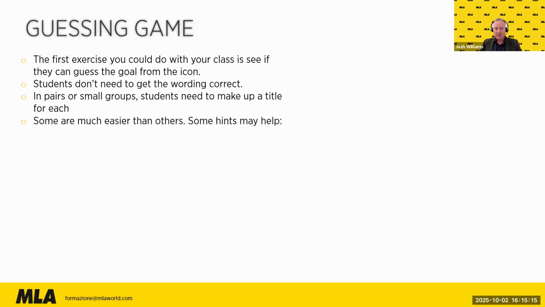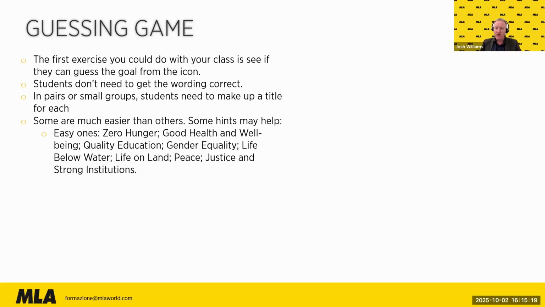Okay. Some of them are much easier than others. Some hints may help. Okay, so I would imagine, and again, this is all in the handout, the easy ones are going to be things like zero hunger. In fact, Lorenza in the chat got that there. Good health and well-being, quality education, gender equality, life below water, life on land, peace, justice, and strong institutions.